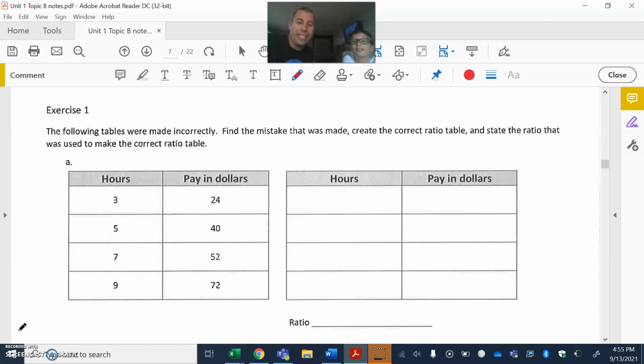So here we go. This is what we want to get to. Exercise number 1. It says here the following tables were made incorrectly. We need to find the mistake that was made, create the correct ratio table, and state the ratio that was used to make the ratio table. Which one do you think, Matthew? Where's the problem? Is it in the first one, the second one, the third one, the fourth one? What do you think here, Matthew?